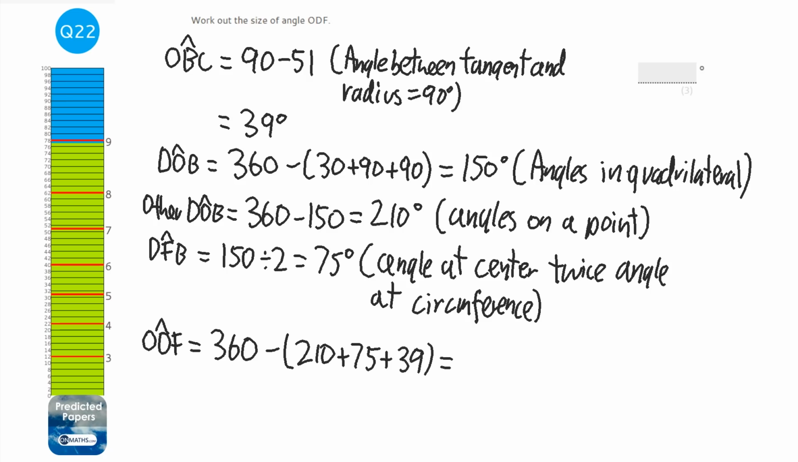Okay, so we're just going to take those away from 360. And obviously if you're doing this in the calculator paper, then please feel free to use a calculator. And we get 36 degrees, and again it's just angles in quadrilateral.